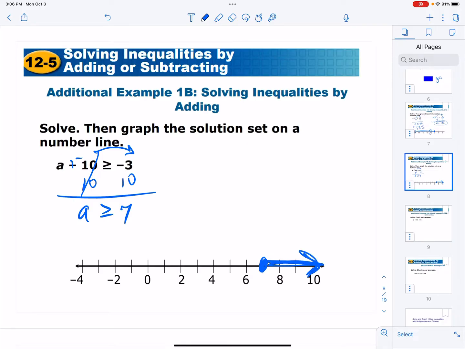So here's one. I'm going to pick 10. 10 will work to check it with. So that's going to be 10 minus 10. Is that greater than or equal to -3?